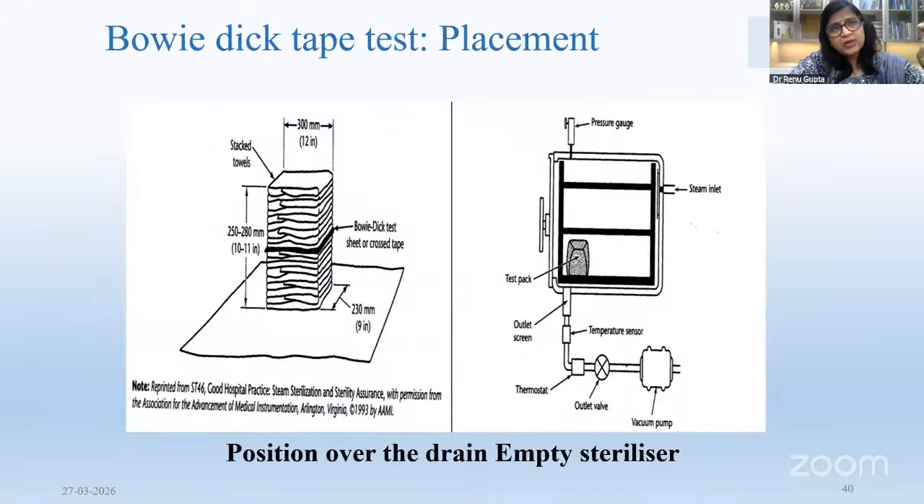One important key message: put it in the first cycle. Every day it is put when the autoclave is empty. You put it near the drain inside a challenge pack. This is called a pack. There are certain towels, their thickness is determined in the center. You put this Bowie-Dick tape inside the autoclave and run it in an empty sterilizer.